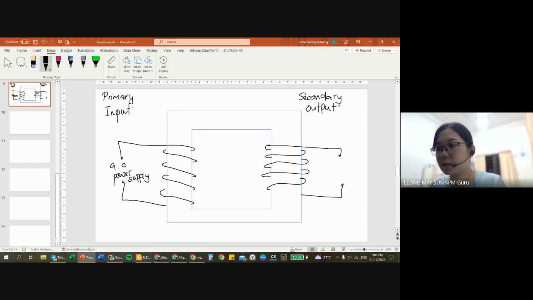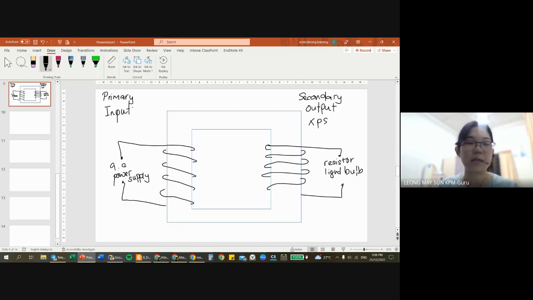Now, how do we see whether it's primary or secondary? Primary always has a power supply. Secondary has no power supply. What is connected here? It could be connected to a resistor. It could be connected to light bulbs. It could be connected to electrical appliances.